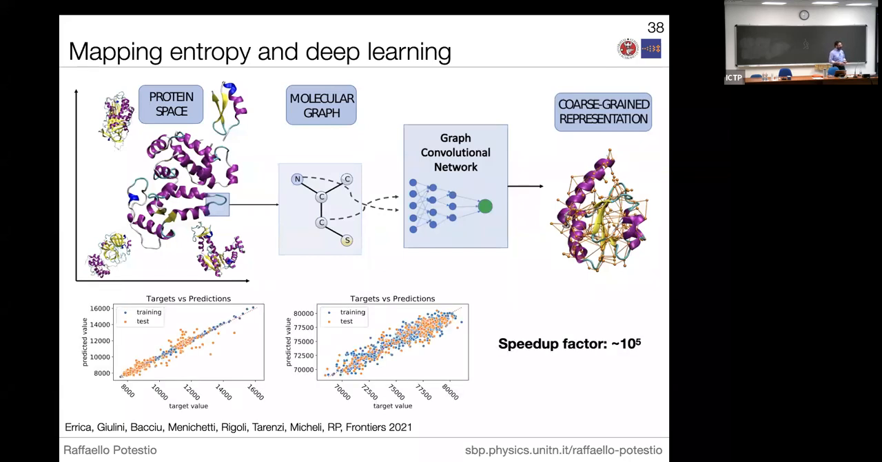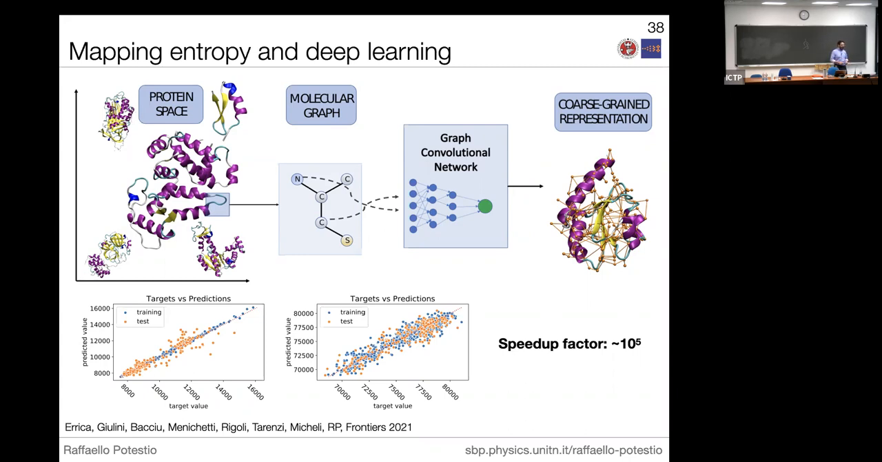And we carried out this work for two different proteins. We trained graph convolutional networks on two different systems. We found very consistent data. So we got a very good correlation not only within the training set but also with the validation set. The values of the mapping entropy that we get are very close to the ones that we expect from the optimization of the mapping entropy. And if you put together the neural network and the fact that we have used GPUs with respect to CPUs to perform this calculation, overall we get a speed up factor of 10 to the fifth. So it is way faster.